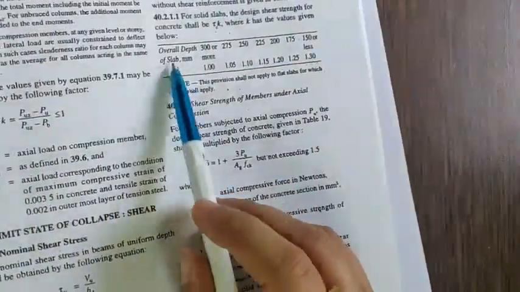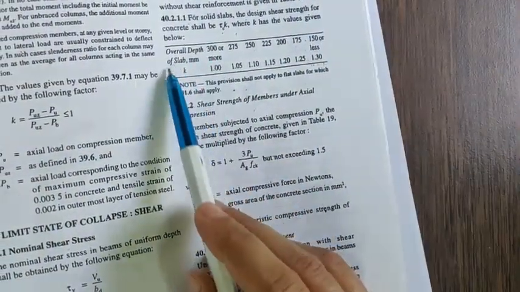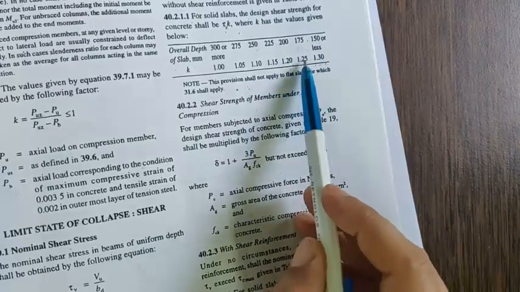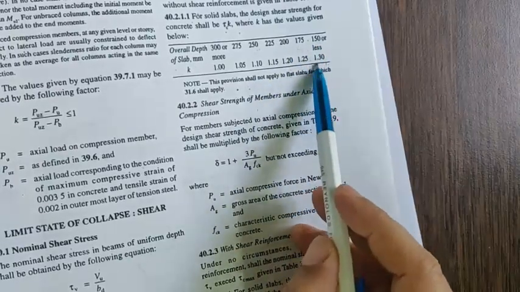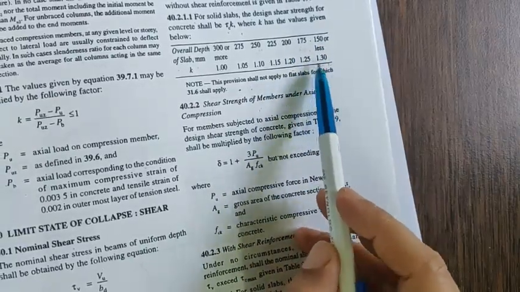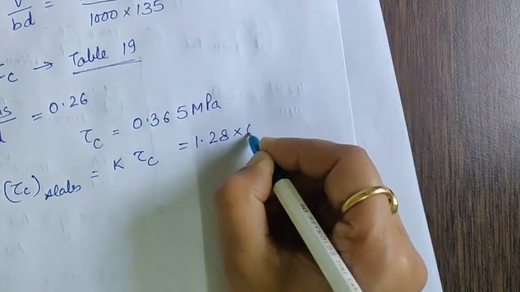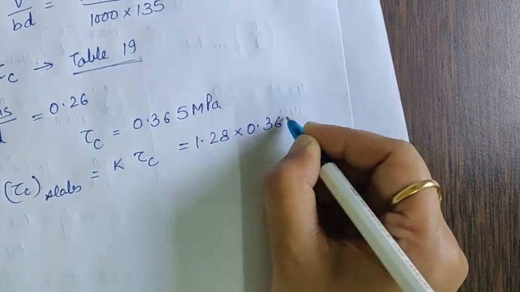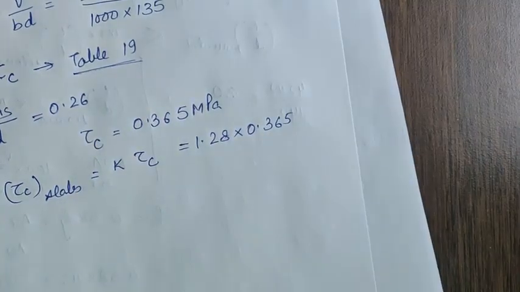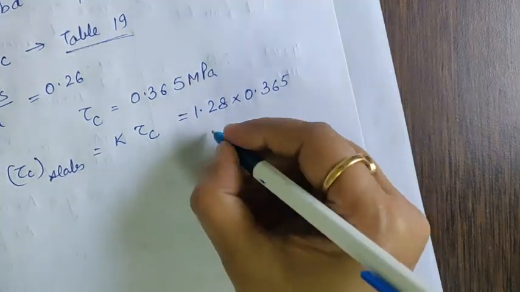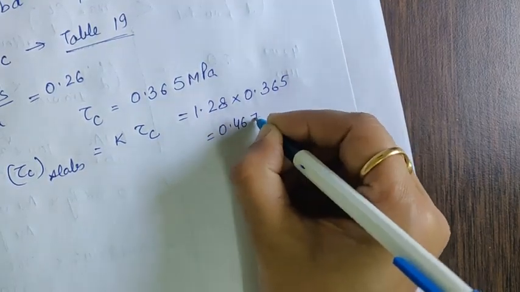So this was table 19. This is the value of K, we used to get it from here. We are using the overall depth to be 160, in between the two, so we can use 1.28 in between the two. Okay. So this is coming out to be 1.28 into 0.365. So this is coming out to be 0.467.